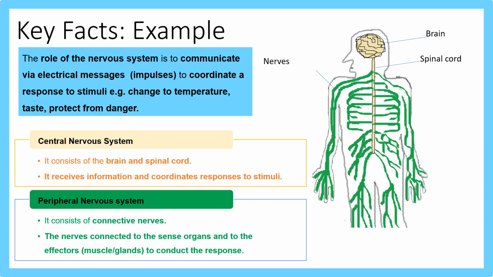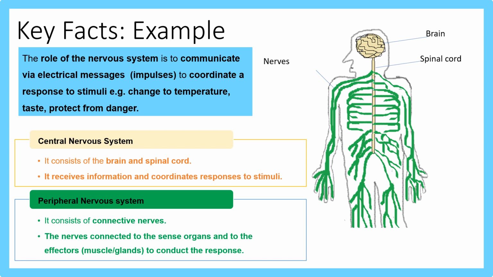So what's the function or the role of the nervous system? What does it do? It helps communicate, okay, via electrical messages. Electrical messages are otherwise known as electrical impulses. And this is what helps coordinate or plan out the necessary response to the stimuli, which is the signal. For example, if there is a change in temperature, or a change in taste, or protection from danger.